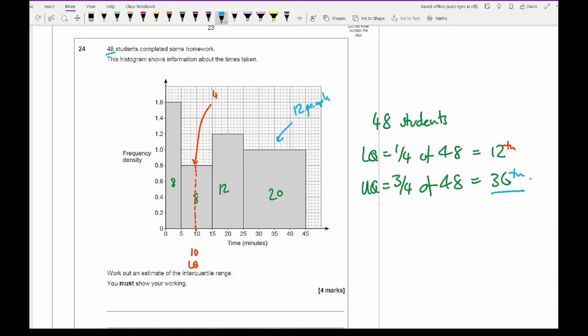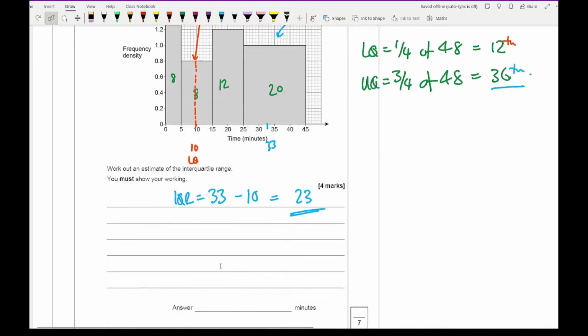Now if one person represents a row of a single box, then I just need to take away 12 from 45. So 45 minus 12 is going to give me 33, which is about there. So my interquartile range is going to be 33 take away 10, which should give me an answer of around 20. That is my final answer for that one.